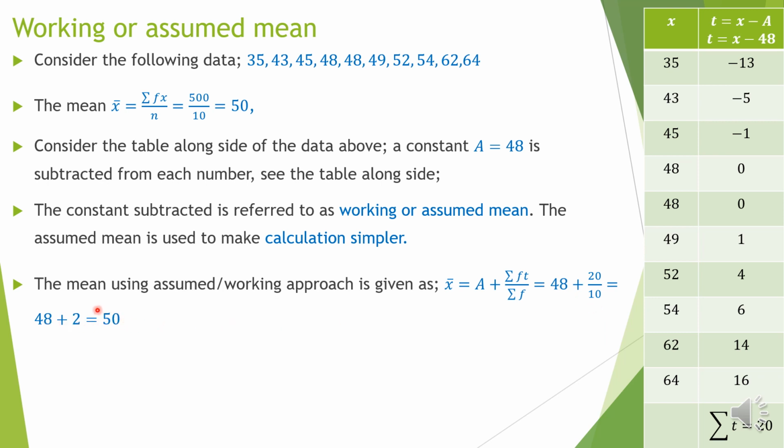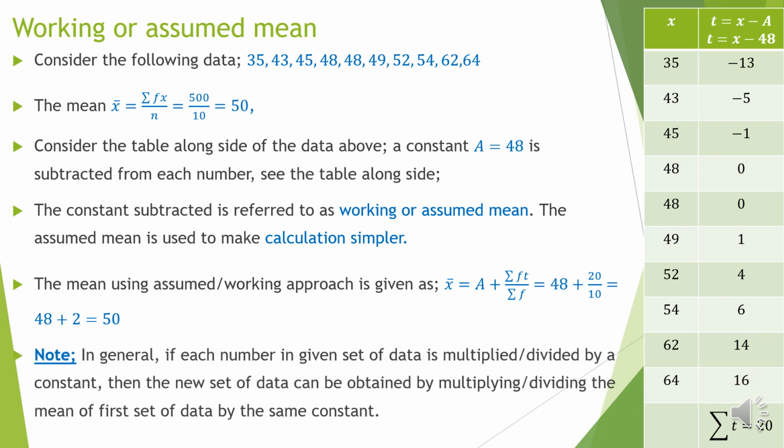Now, realize the mean that you are getting here is the same as the earlier one, but this approach is faster and you are using smaller numbers. We can also note that in general, if each number in a given set of data is multiplied or divided by a constant, then the new mean can be obtained by multiplying or dividing the mean of the first set of data by the same constant.